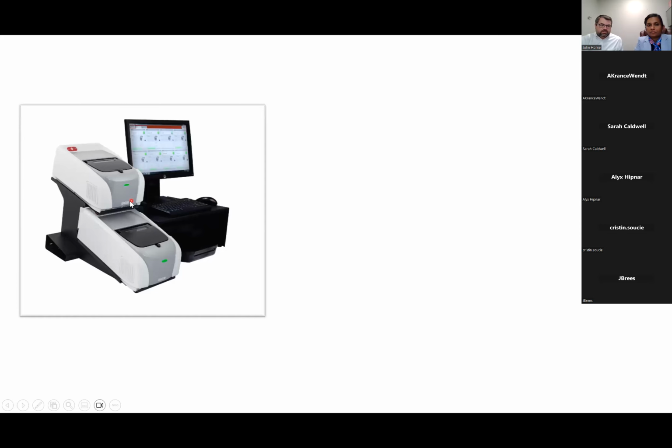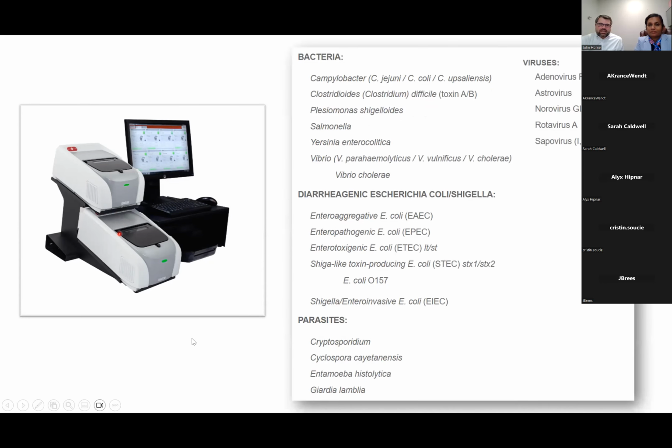And this is what it looks like. It looks like a little toaster, and you put in your sample, and you put in some fluid, just some normal saline, and then you wait about an hour, and it will ding, and then it will give you an answer. So these are the kinds of things that are on the GI pathogen panel. Yeah, so this is pretty extensive.